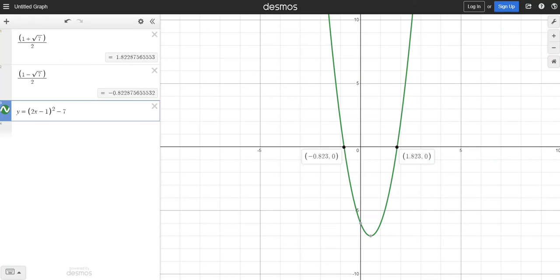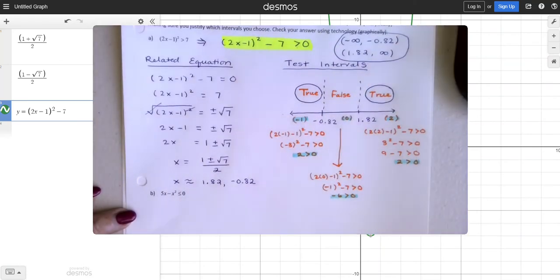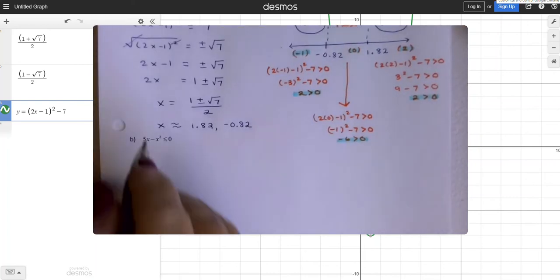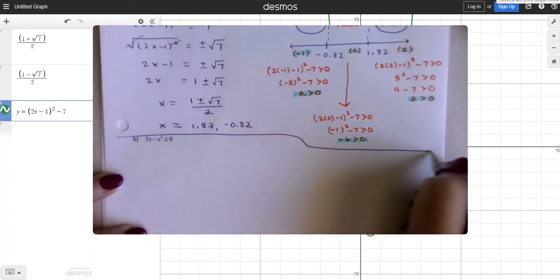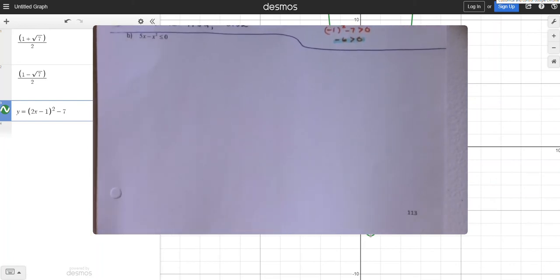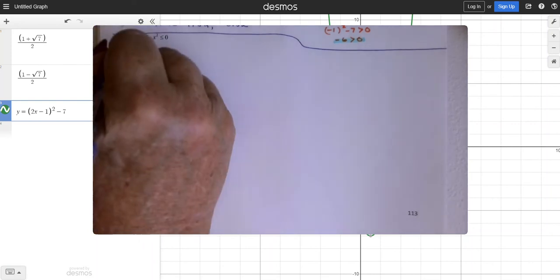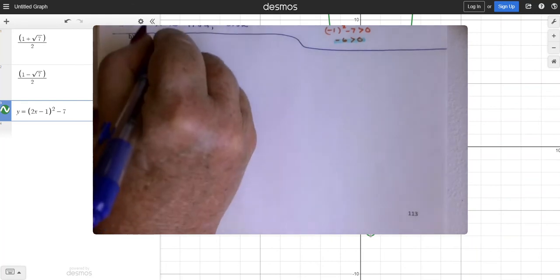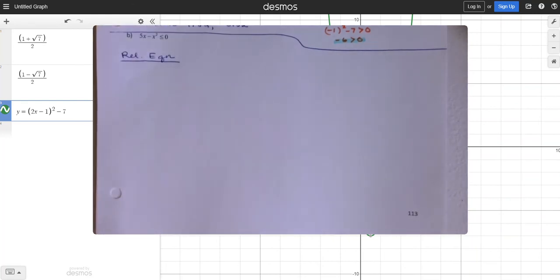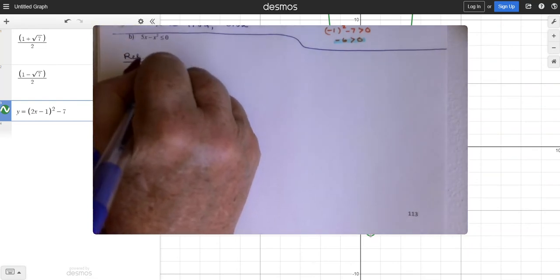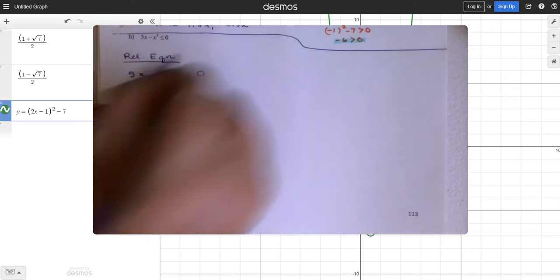All right, we have a couple more problems to look at. In this next one, I would like to know where is 5x minus x squared less than or equal to 0. So I'm going to start with that related equation. By the way, notice on this one I already had the 0 that I like, so I didn't have to do any changing around. And the related equation would be 5x minus x squared equals 0.